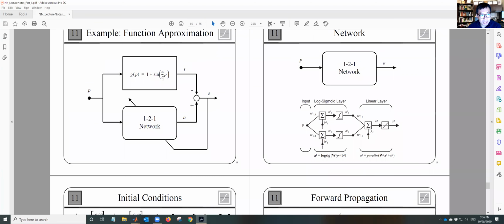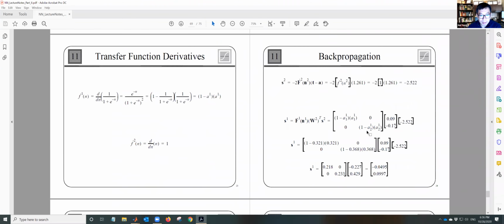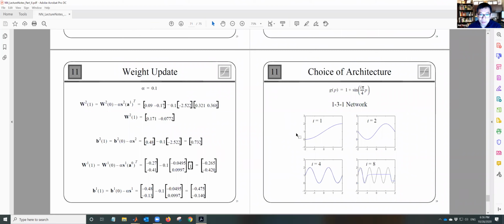The original function is pi over 4 times p, pi over 4 minus p, i equals 1. So this is a function, very easy, and we can train a neural network to approximate this function. If i equals 2, then we have a much more complex sine wave. Then you use this 131 network, and you can still train the neural network, approximating the function very well.